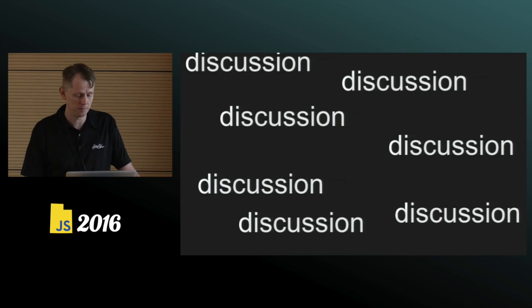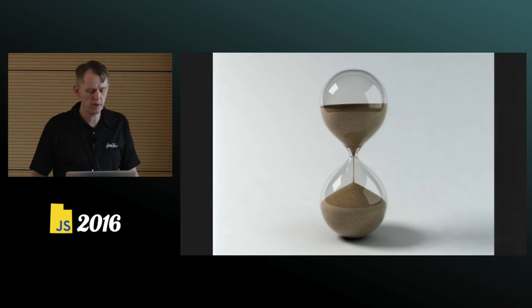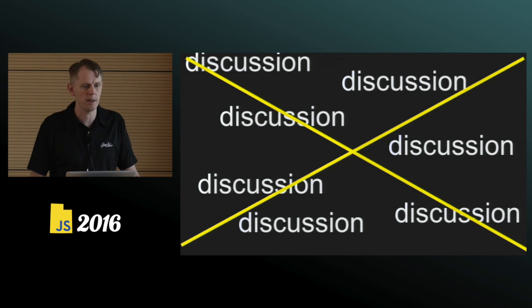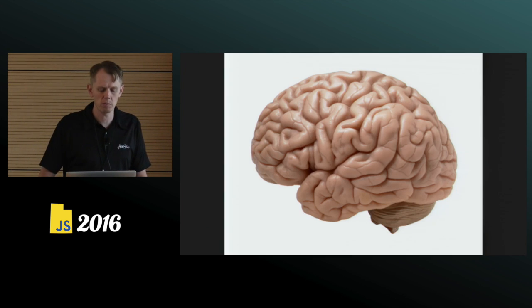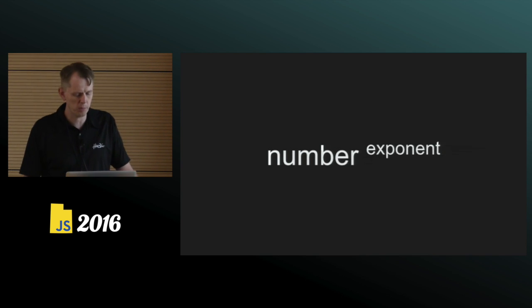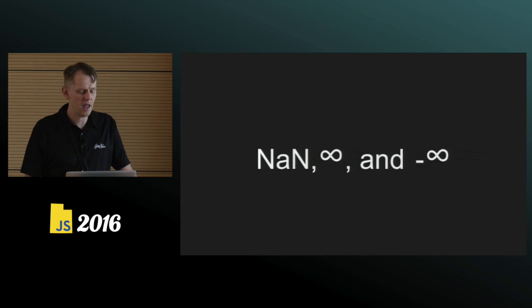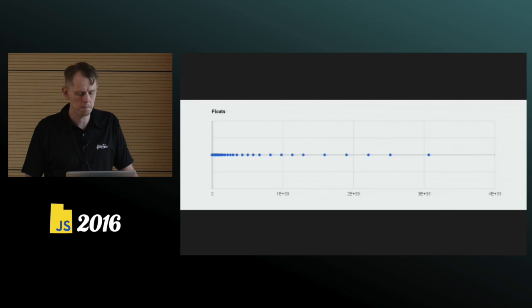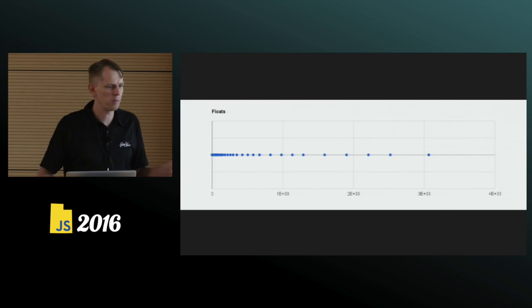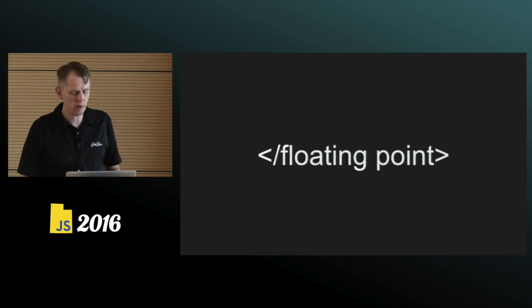Now, there's a lot of discussion that we could have about why floating point numbers are represented this way. Why did they choose 11 bits? Why 52 bits? Why all these other things? But in the interest of time, we're not going to have that discussion today. But I hope that you have a good mental model of how they work. Floating point numbers are represented using an exponent. They can represent big numbers and small numbers. They can represent NaN and infinity and negative infinity. And they are more accurate with smaller numbers and less accurate with larger numbers. And that's the end of floating point.